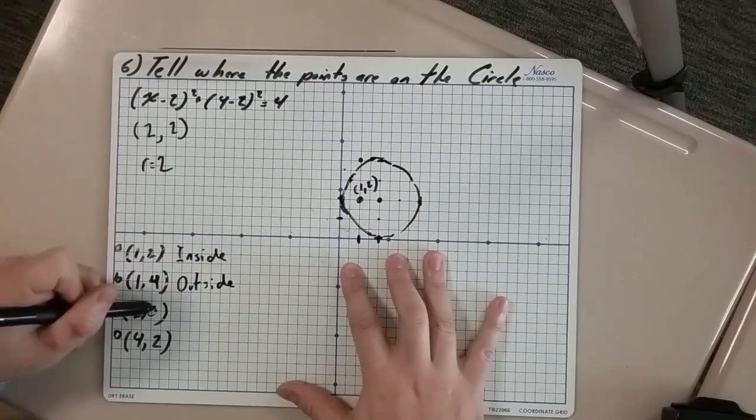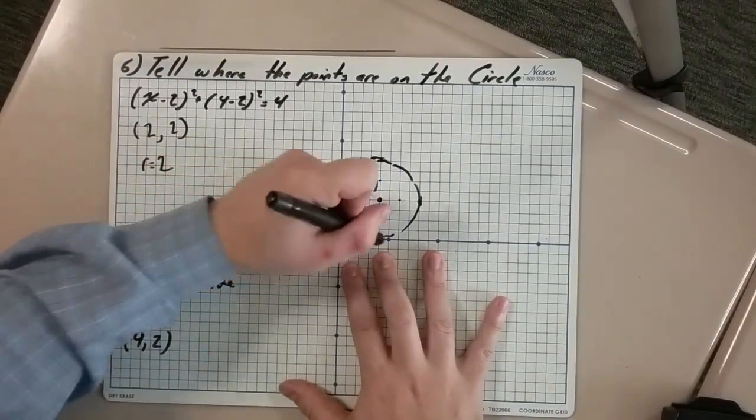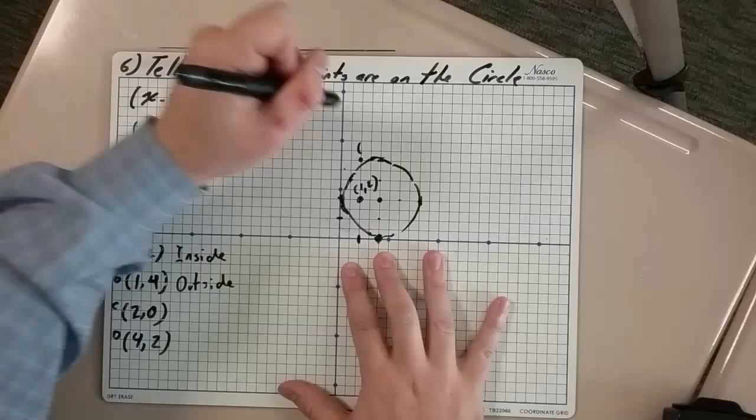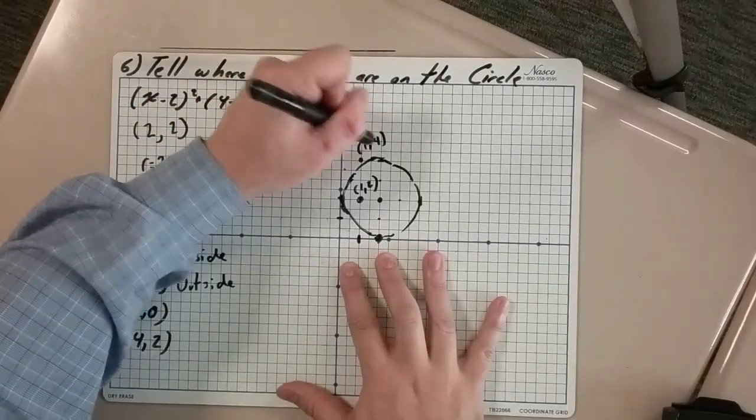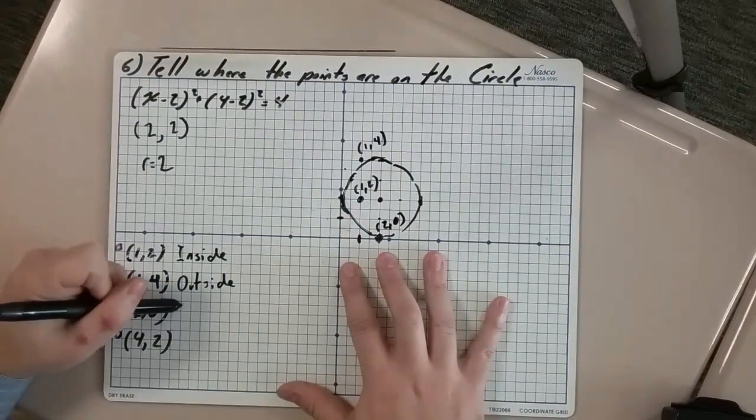This is 2, 0. So 1, 2. That point lands here. Let me mark that for you. That's 1, 4. This is 2, 0. That is on the circle.